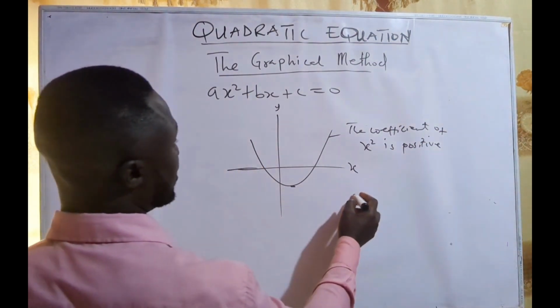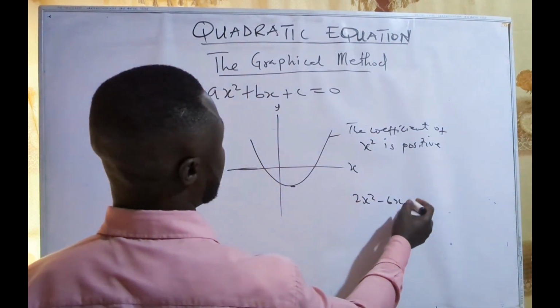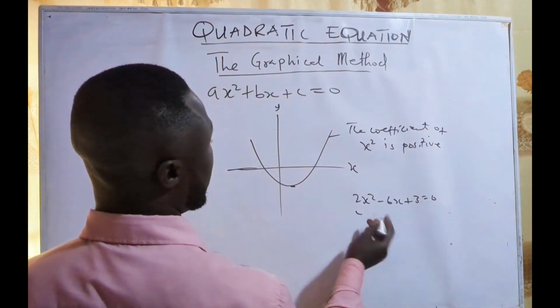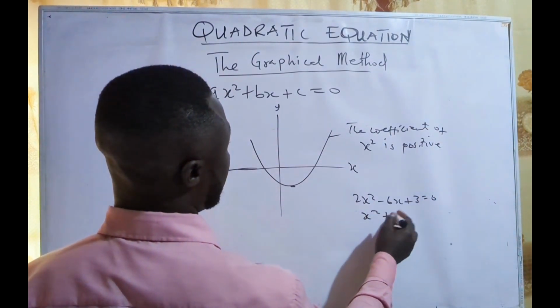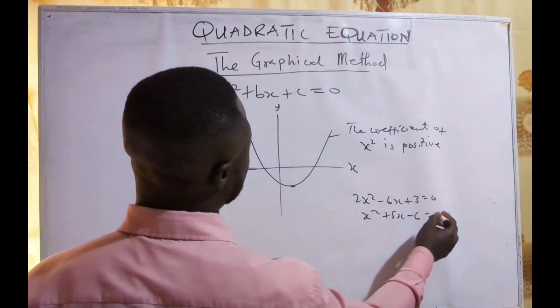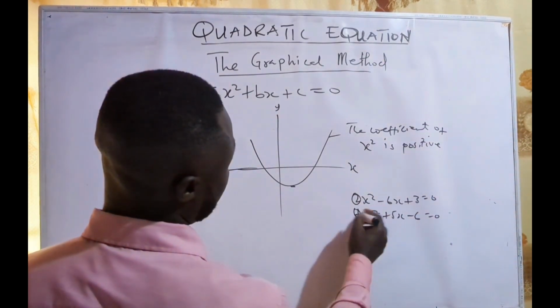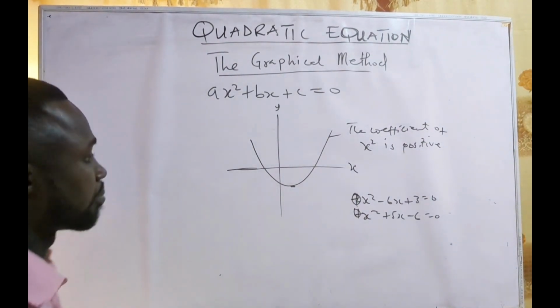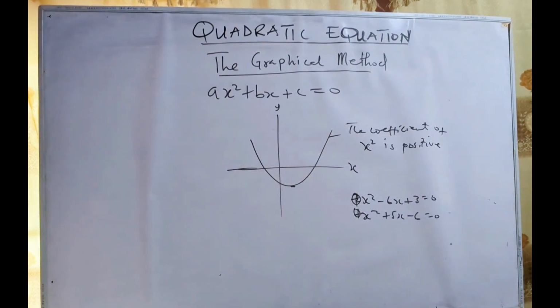Examples like 2s squared minus 6s plus 3, and s squared plus 5s minus 6. Any quadratic where the coefficient of the s squared is positive, that is what we are talking about. Okay, so this is what we have.